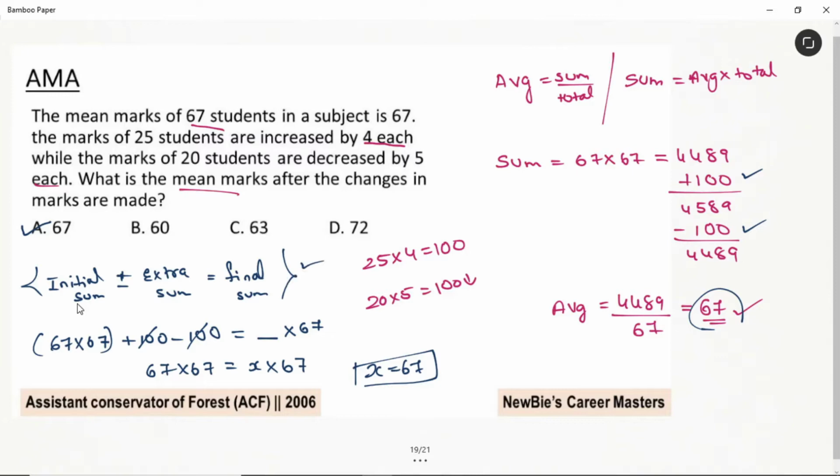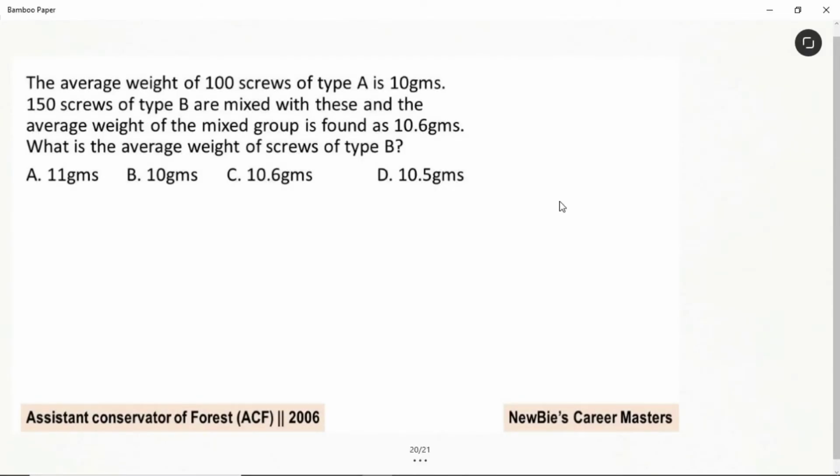Okay, newbies, we'll continue. One more question from average, mixtures and alligation. The question is: the average weight of 100 screws of type A is 10 grams. 150 screws of type B are mixed with this, and the average weight of the mixed group is found to be 10.6 grams. What is the average weight of the screws of type B?